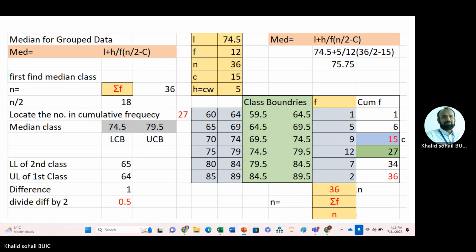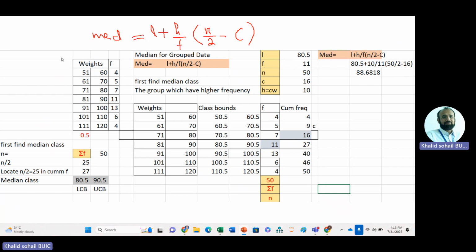Now for grouped data, for example, we have this data: weights, and this is frequency. First of all, we convert these class limits into class bounds in the same way that I have explained earlier. That means the difference of 61 minus 60, that is 1, divided by 2, we get 0.5. It will be subtracted from our lower class limits and added to our upper class limits. So we will get this. Now these are class bounds.